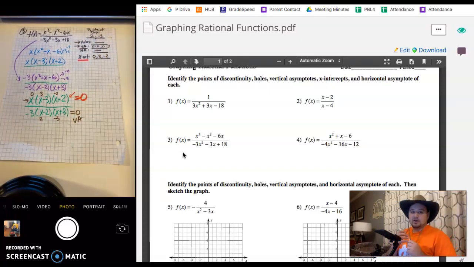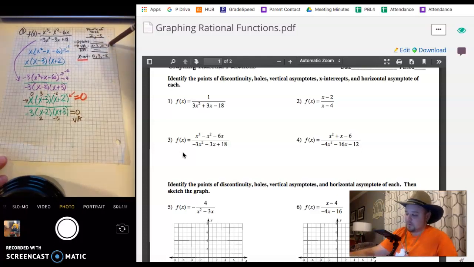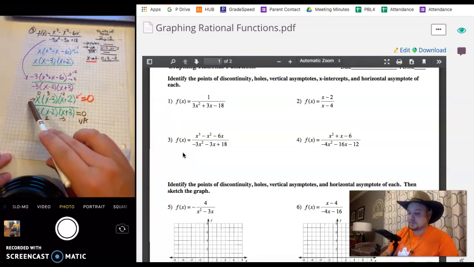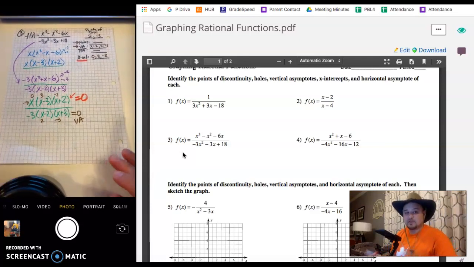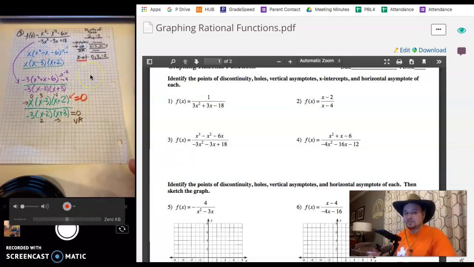So let's go ahead and call that one done. 2 points of discontinuity, both of them from vertical asymptotes. And I also had x-intercepts this time because I had variables on the top. Okay, let's see if I can do one more. Let me get it set up. I'm going to try and find one that's got holes so I can show you that.